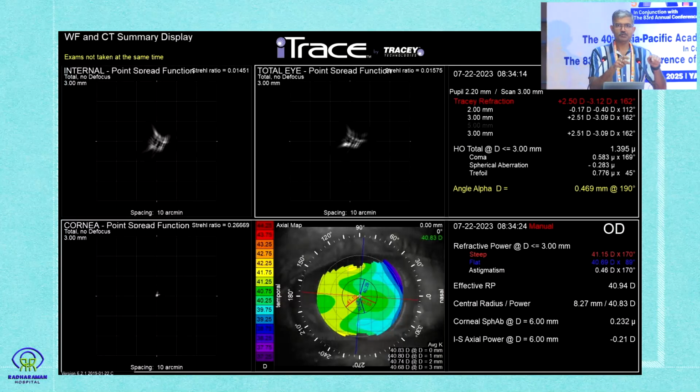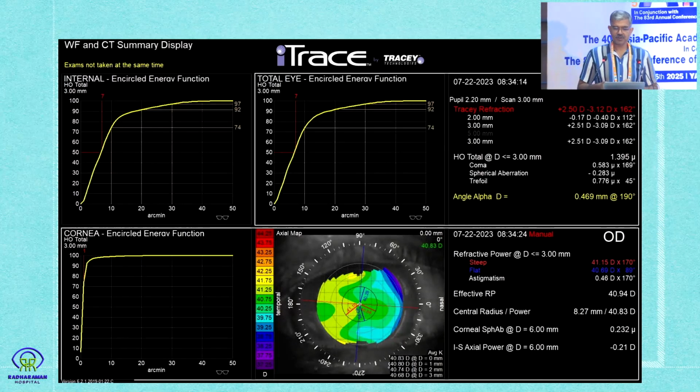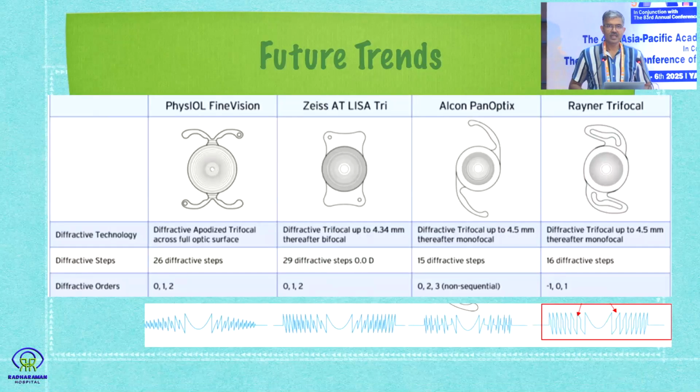The central bullseye is 0.7, so you should not have implanted this IOL with an angle alpha of 0.469. Look at the point spread function here. It's quite distorted. And similarly, this encircled energy function also suffers a loss. Only 74 to 92% of light energy is available to the patient for use. So this is about what we have achieved.